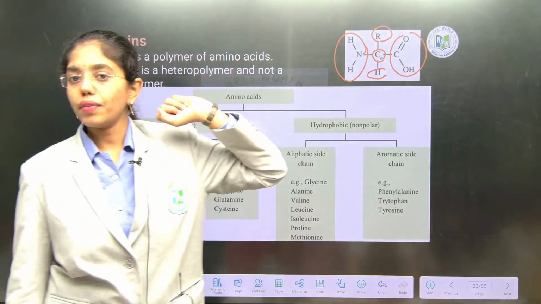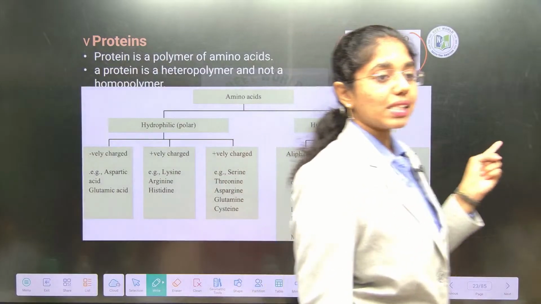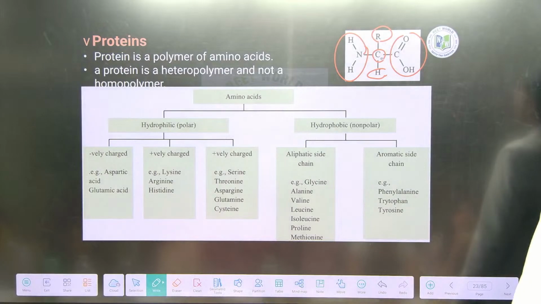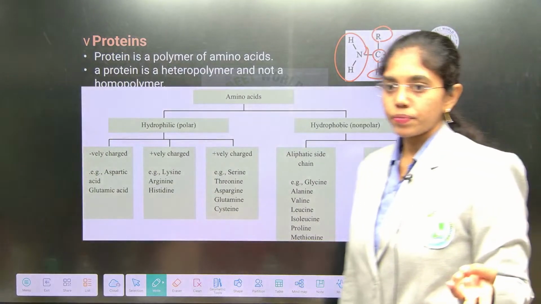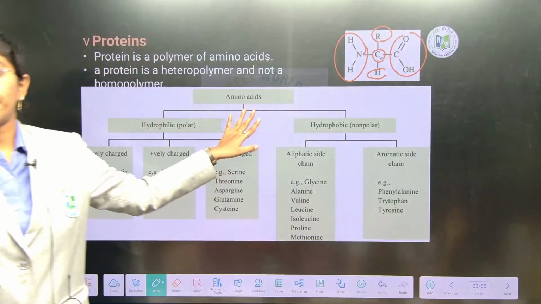Three examples given in your NCERT. If R group is H, you address that as glycine. If R group is methyl group, then it is alanine. If R group is hydroxymethyl group, it is serine. Okay. But then you have to remember all the different types of amino acids.